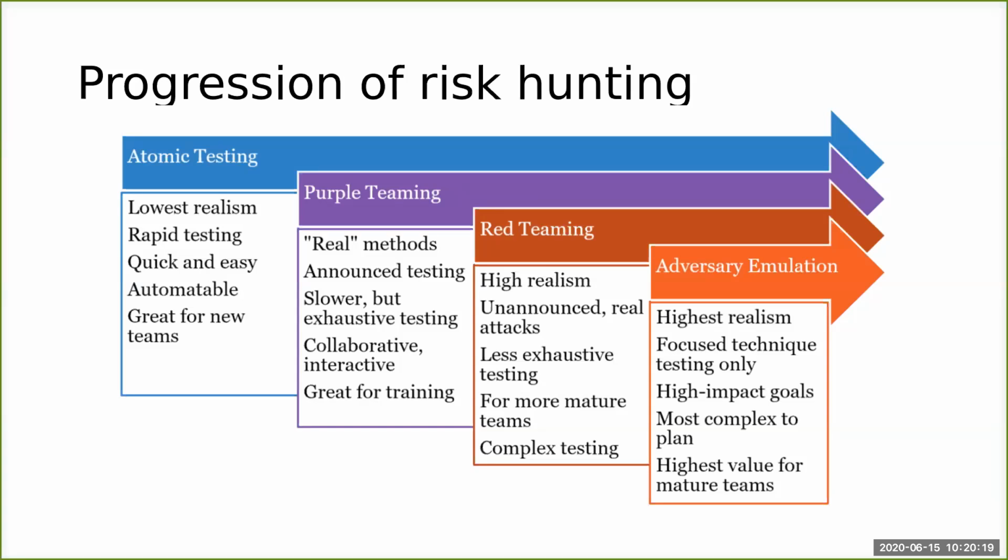I would say that both of these can be continuous testing. Atomic is like all the time, and works while you're sleeping, right? Whereas purple teaming is something you want to do to test your detections week by week, sometimes even day by day.